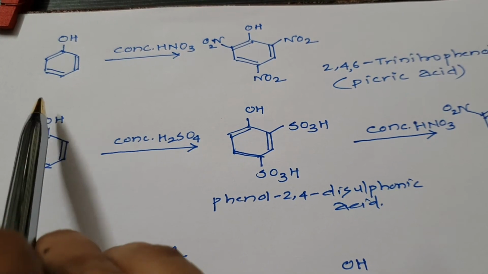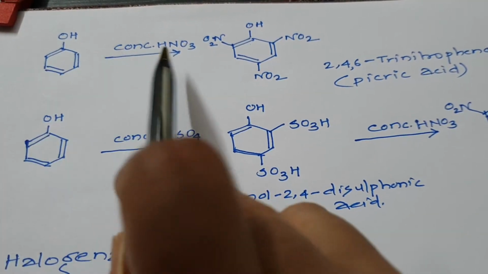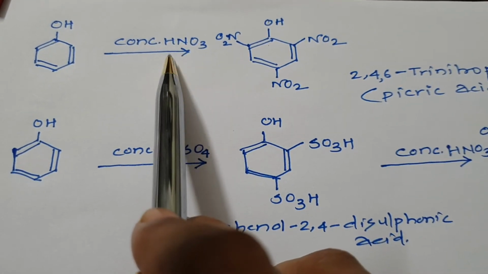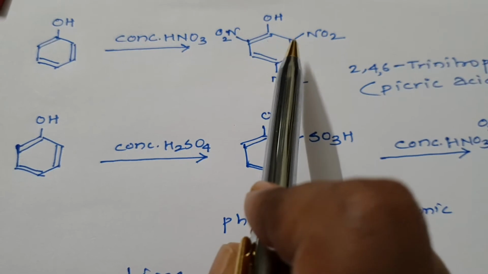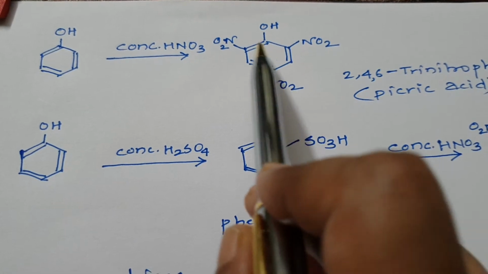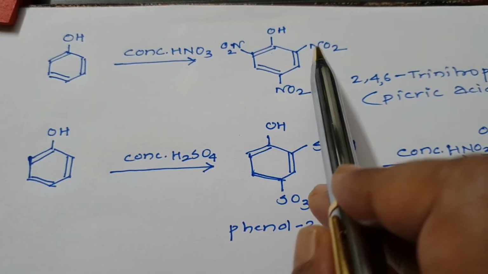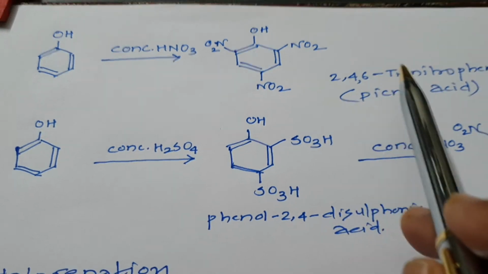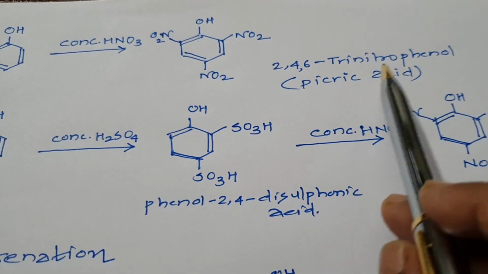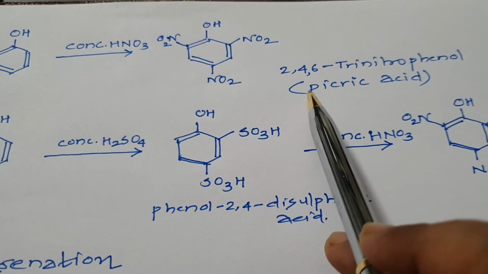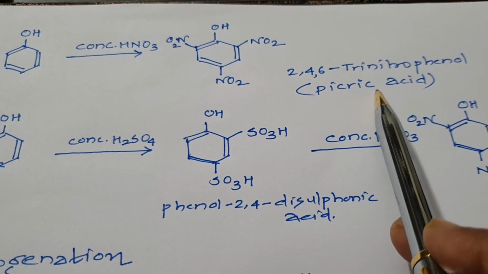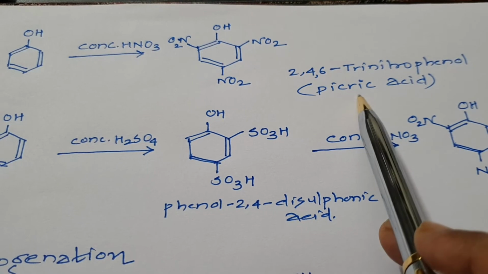Similarly, I have phenol undergoing a reaction with concentrated nitric acid. Now when we make use of concentrated nitric acid, all three hydrogens at ortho, para and ortho position get substituted by a nitro group, thus giving us 2,4,6 trinitrophenol as our product, which is also called picric acid. We use this picric acid for a confirmatory test for potassium ion.